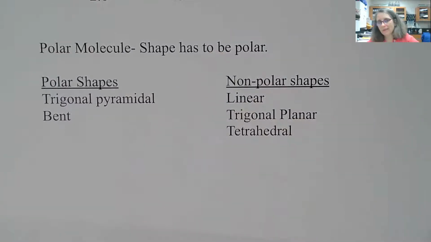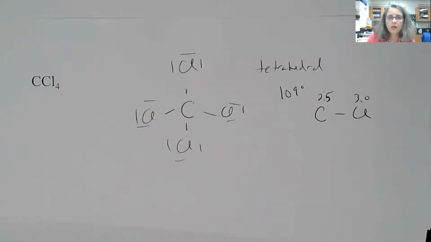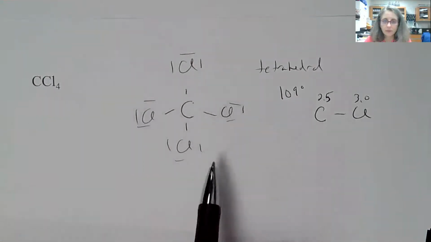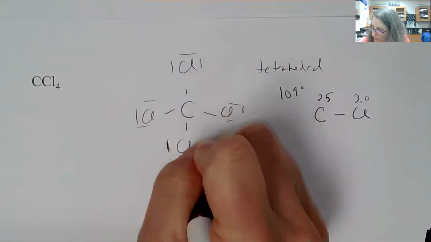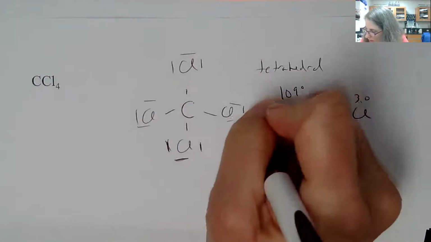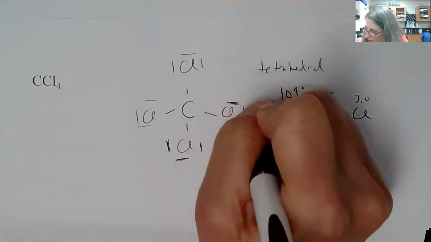Let me go through a couple of examples to help you figure this out. I'm going to pause the video here and work a couple of examples for you to get an understanding of polar molecules. The first molecule I'm going to draw is CCl4. Please stop the video and write this down. I'm just trying to speed up some of the videos by doing some pausing on my own.